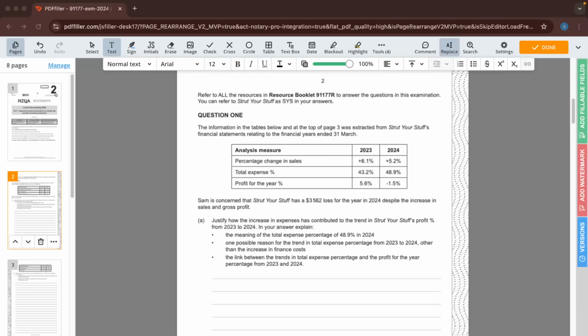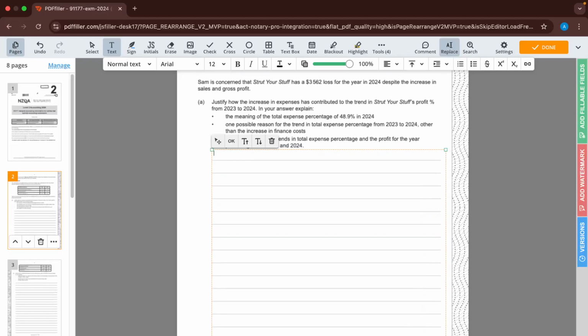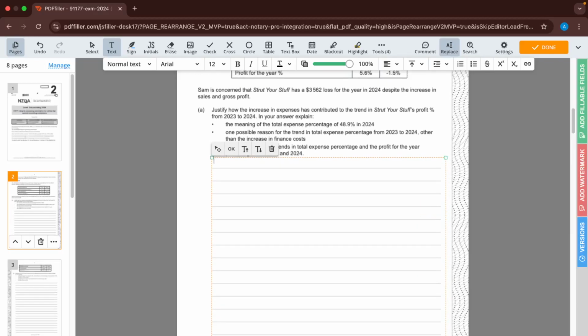When we get a question like this, it's a good idea to go through and individually answer each bullet point instead of trying to answer the whole question. It makes it a bit easier and more straightforward. So we'll get into it. The first bullet point says the meaning of the total expense percentage of 48.9%, so we'll start off by explaining that.